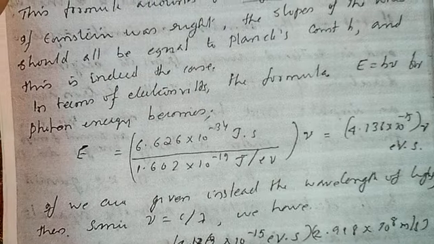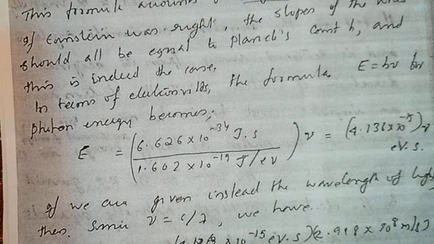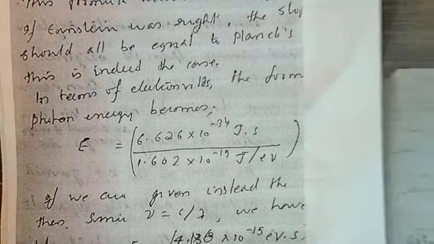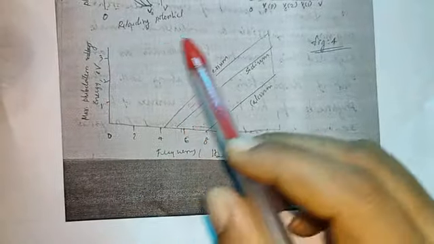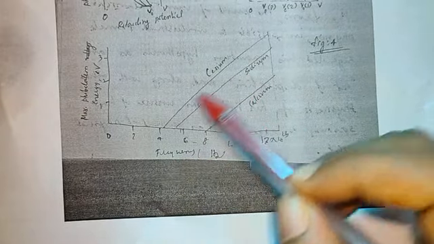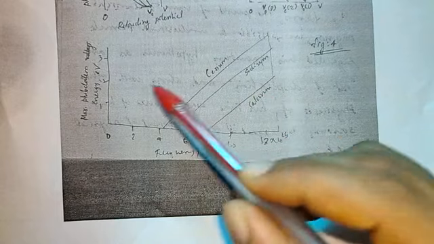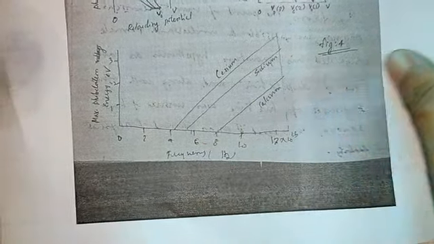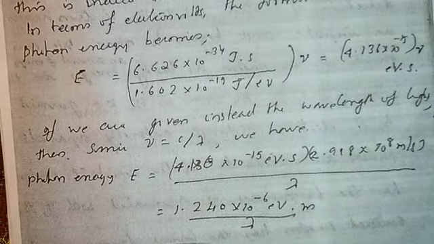should all be equal to Planck's constant h, and this is indeed the case. So this is the graph. If Einstein's theory was right, all the slopes of these graphs, which here show cesium, sodium and calcium, should be equal to Planck's constant.